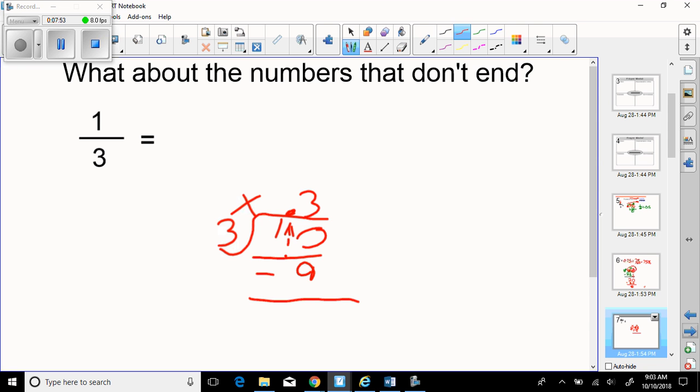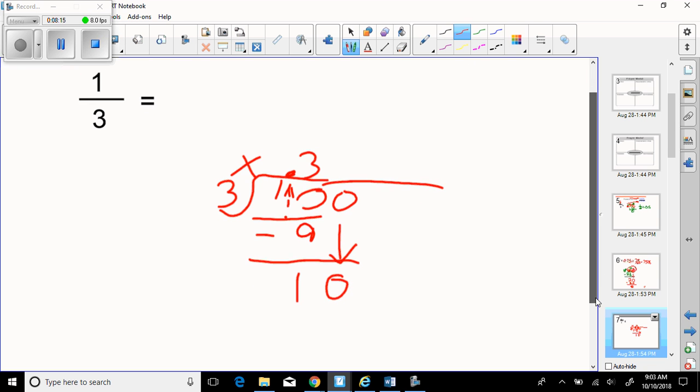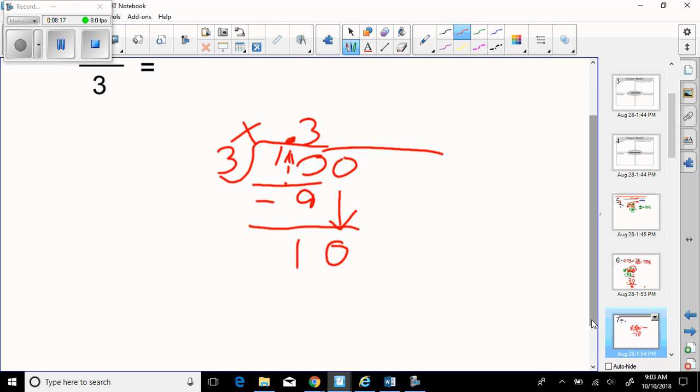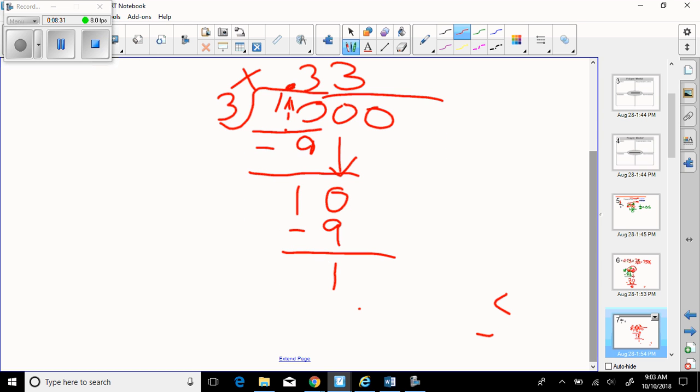10 minus 9 is 1. So we can't divide 3 into 1. So what do we need to do? We need to add another 0, and then we put down another 0. And then you divide 3 into 10 again. You get 3. So then you put your other 3 up here, and you multiply 3 times 3 again, and you get 9, and you subtract, and you get 1, and you add another 0. All the way over and over again.